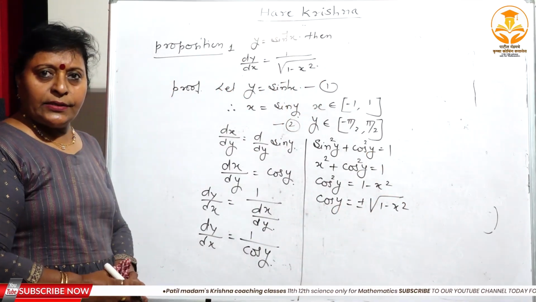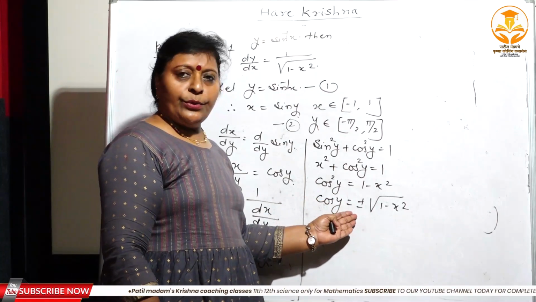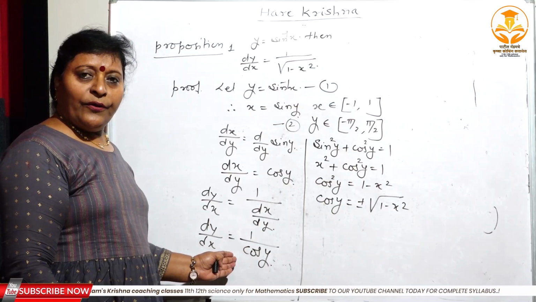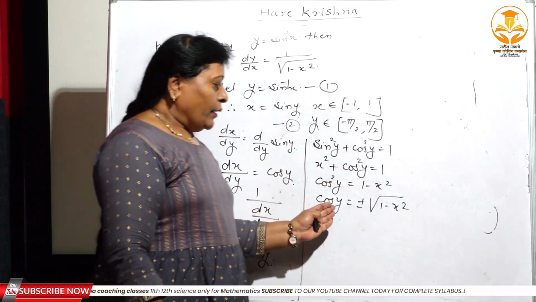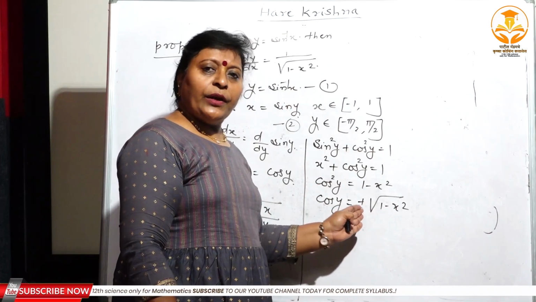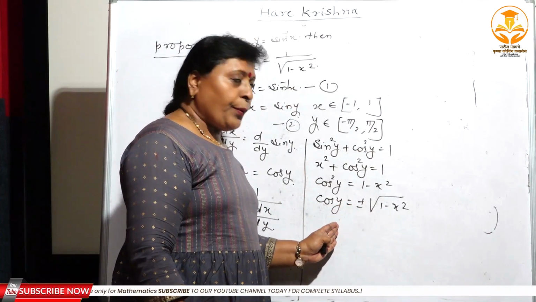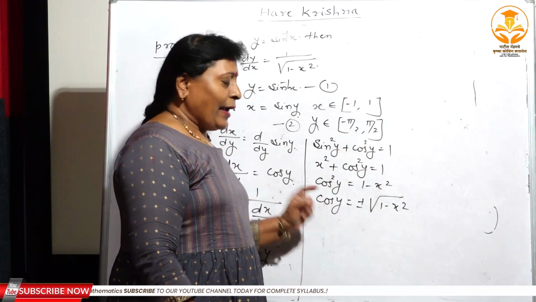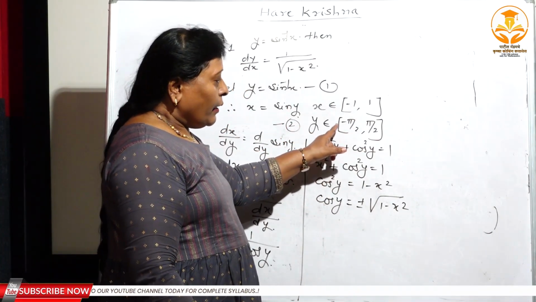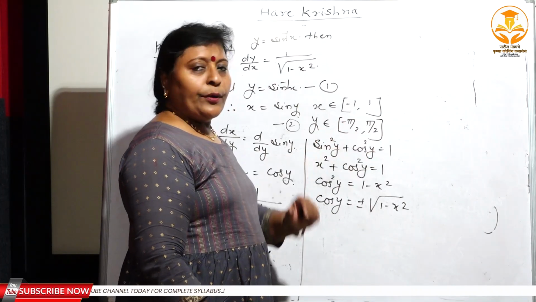Now the question is whether you have to take positive or negative, because here you have to substitute the value of cos y. But there are two values of cos y, that is plus and minus. Which value you have to choose depends upon in which quadrant this angle lies. If you observe this, y lies in the closed interval minus pi by 2 to pi by 2.